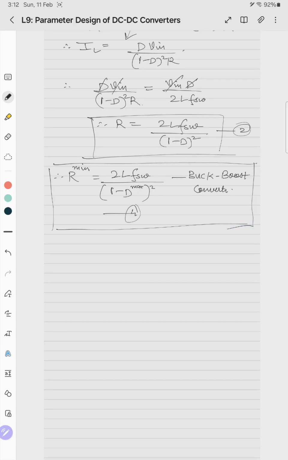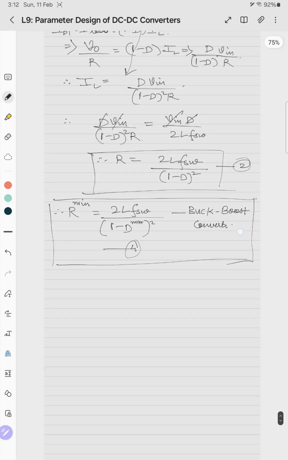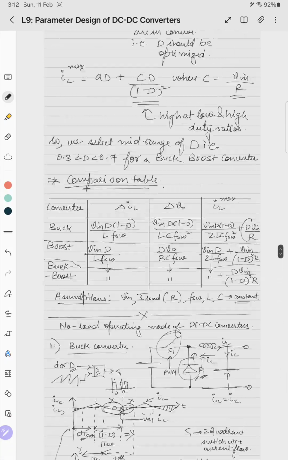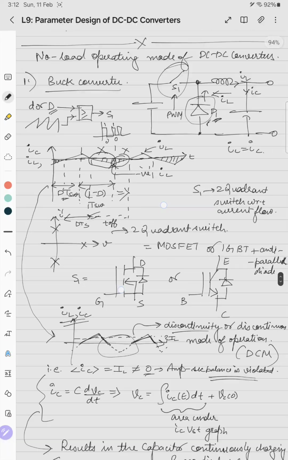Okay, so now we have derived what should be the minimum load across boost and buck boost converter. Now we'll see the discontinuity. We have already started with discontinuity in DC-DC converters. We saw that because of the diode, this thing happens. So no load operation is one of the reasons of discontinuity.